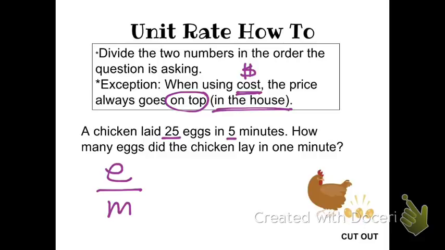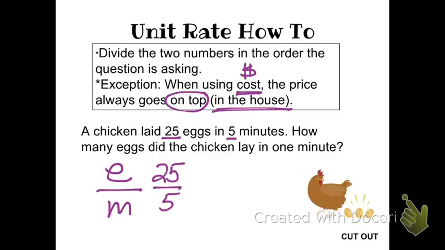I promise you, I will not accept your answers if you don't write what you're comparing. It doesn't have to be fancy. Look, I wrote 2 letters, E and M. But I need you to know that you know which one goes where. So it says, how many eggs did the chicken lay in 1 minute? So eggs to minutes. Okay, now let's put the ones that go together. So how many eggs for how many minutes? 25 eggs in how many minutes? 5. Okay, do you see that?